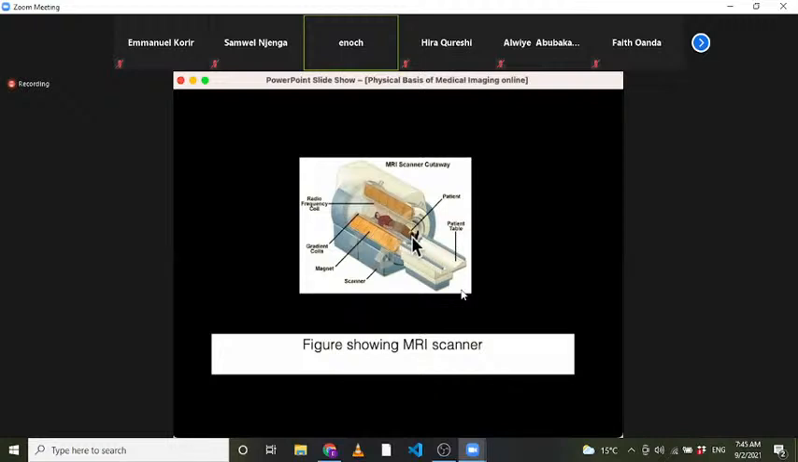So we said when we place the subject, the hydrogen nuclei within the subject will align in the direction of the external magnetic field, either parallel or anti-parallel. And when we apply the RF pulse, it excites and flips them away. And then that is where the signal is generated. And when it is removed, one can detect it to form the image, okay. So this is for MRI.